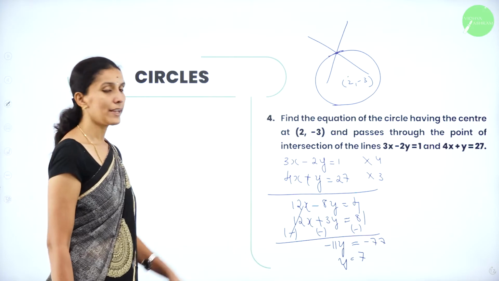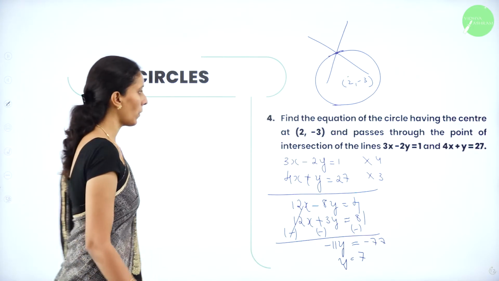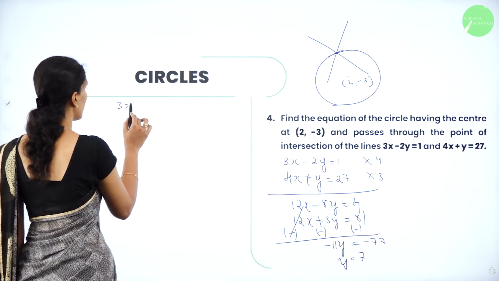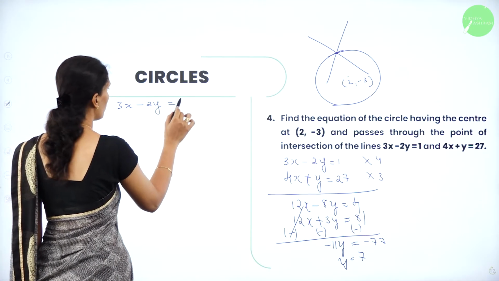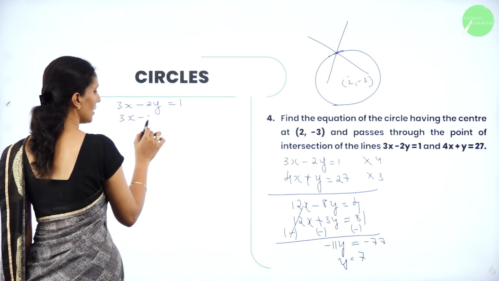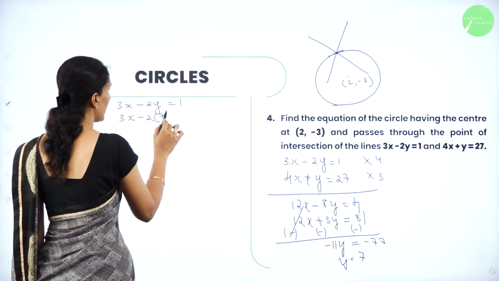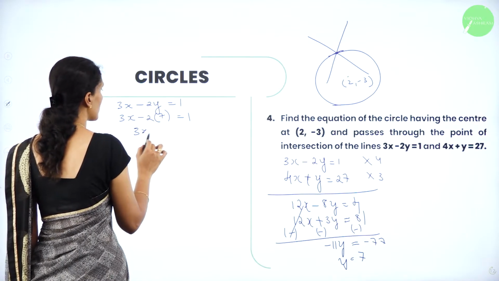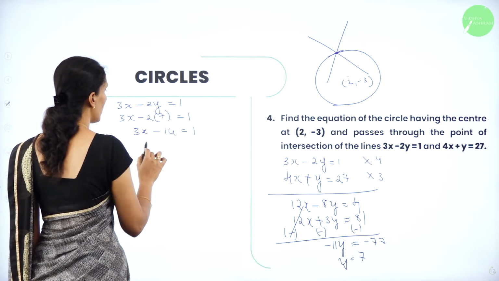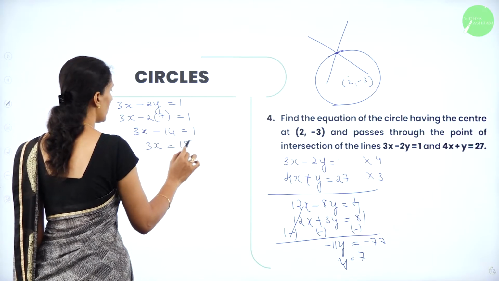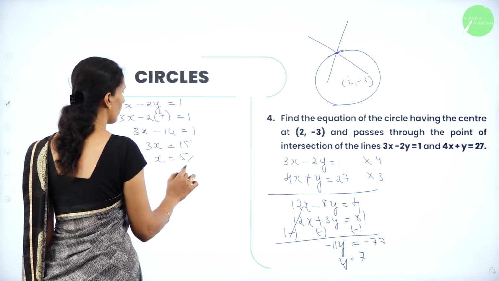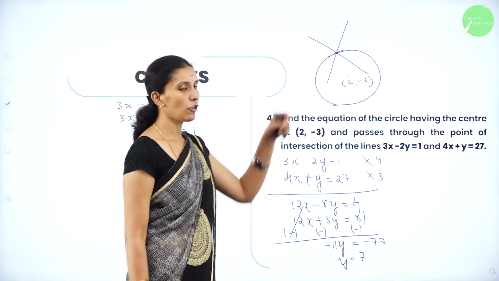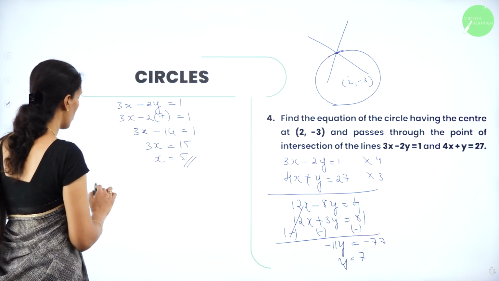Now, substitute y is equal to 7 in any one of the equations. Let me take 3x minus 2y is equal to 1. So 3x minus 2 times 7 is equal to 1. 3x minus 14 is equal to 1. 3x is equal to 15. x is equal to 5. So therefore, the point of intersection is 5, 7.